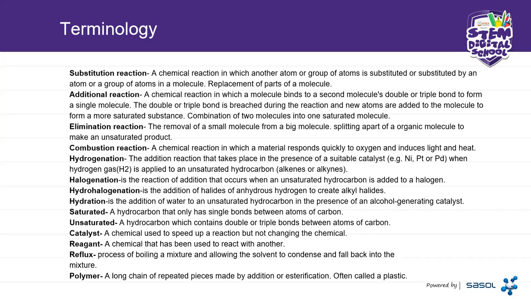A saturated hydrocarbon only has single bonds between the carbons. And an unsaturated hydrocarbon contains double or triple bonds between atoms of carbons. Okay, so catalyst, like I've already mentioned here, when we talk about addition reaction, we need a catalyst. It's a chemical used to speed up a reaction but not change the molecule.